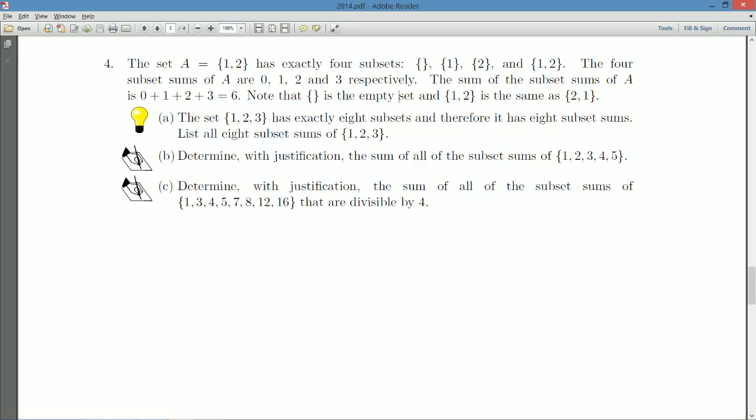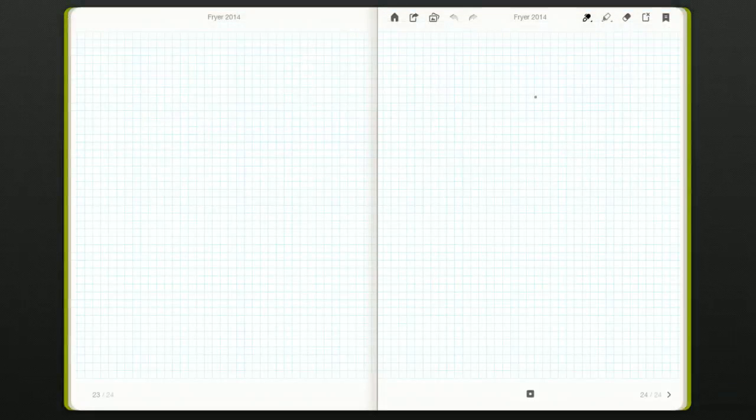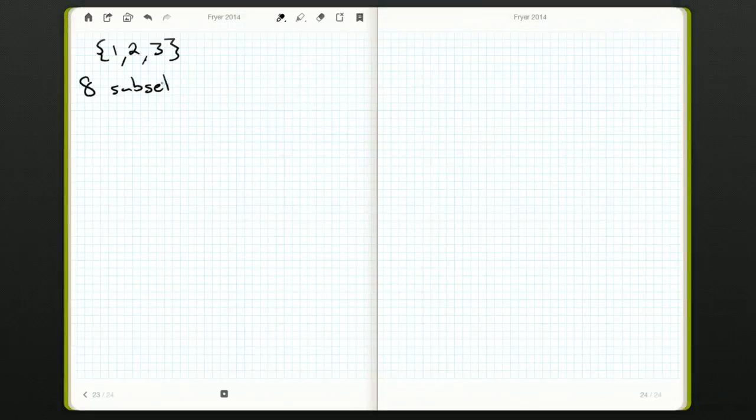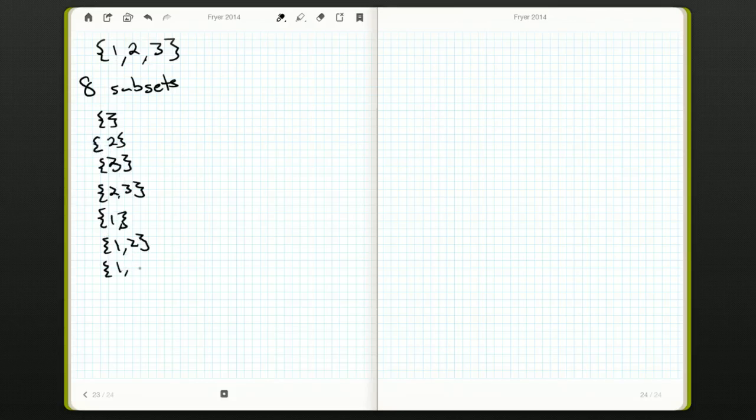Okay. Well, it might be helpful if we figured out the 8 subsets. So we have 1, 2, and 3, and we want the 8 subsets out of that. We could have none of the elements in here, so we can just have the empty set. It's best when we're listing these sorts of things out to be methodical. So, how about we figure out everything that doesn't have a 1 in it. So that gives us 2, 3, and 2, 3. And now everything that does have a 1 in it, 1 all by himself, 1, 2, 1, 3, and lastly 1, 2, 3.